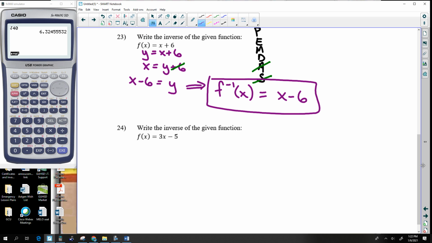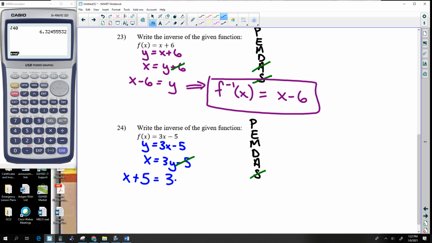Find the inverse. Okay. So this is originally y is equal to 3x minus 5. So the inverse is going to be x is equal to 3y minus 5. Here we go. We've got to solve for that y. So, okay, is there anything subtracting my y? Yes, there's a minus 5. So that means I have to add 5. Adding 5 gets rid of the minus 5, leaving me with 3y.